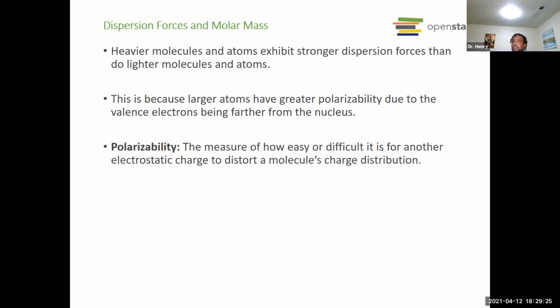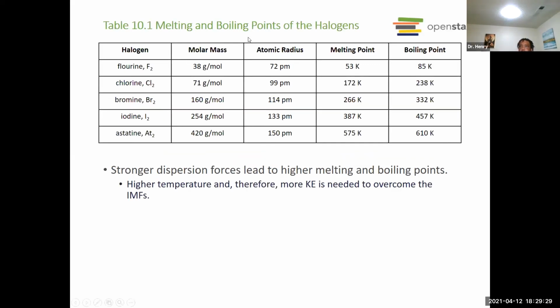So if we take a look at this table here, these are all diatomic molecules or halogens, halogen gases, or not all of them are gases. If we take a look at these, what is the freezing temperature in Kelvin?